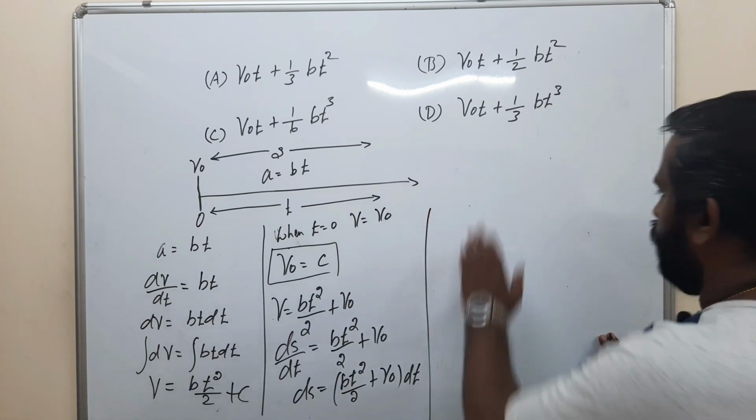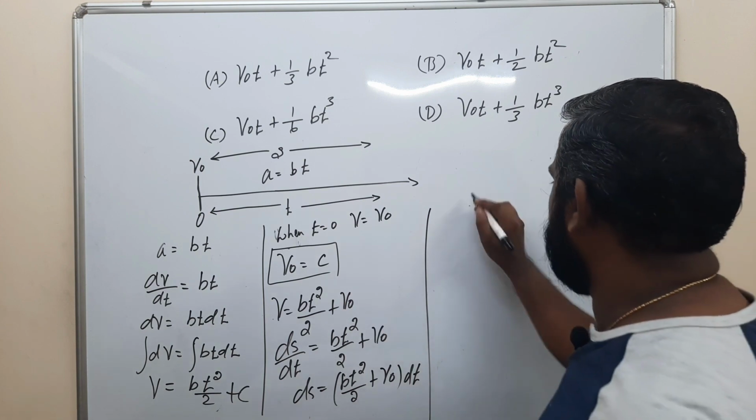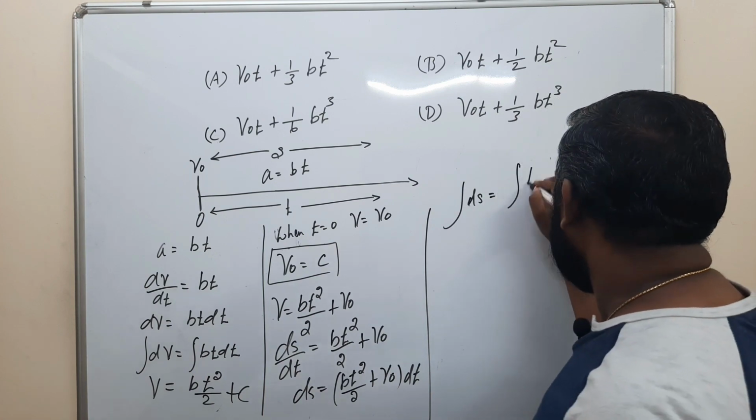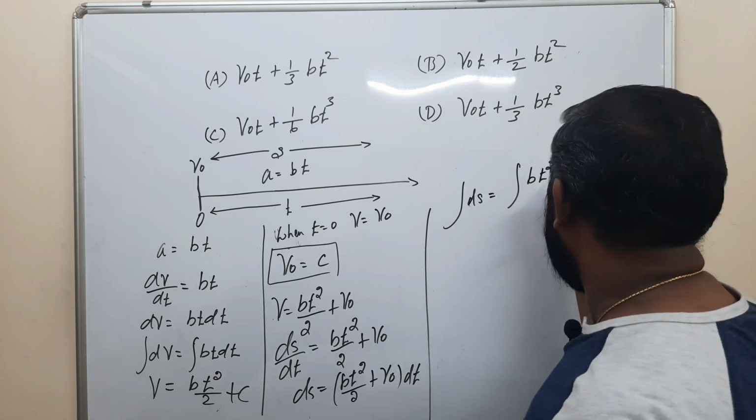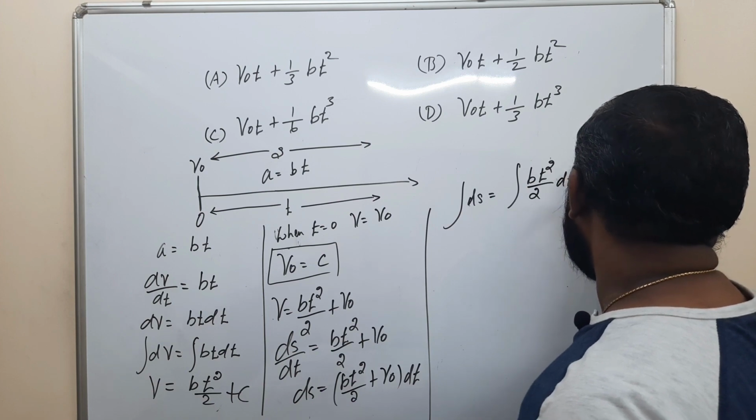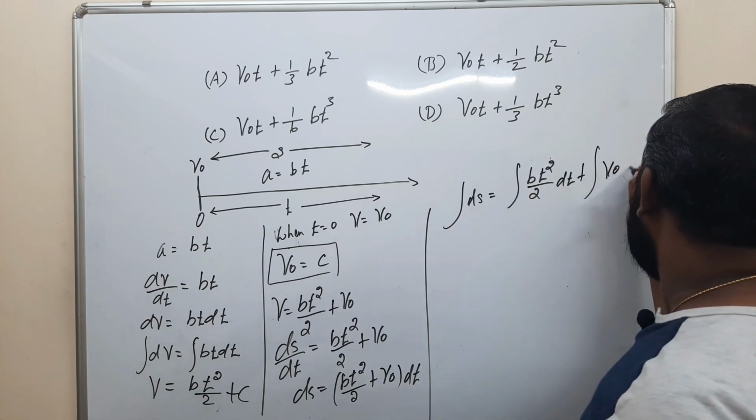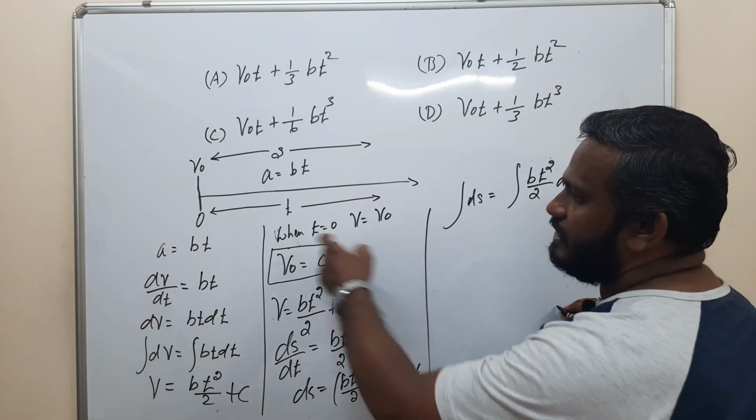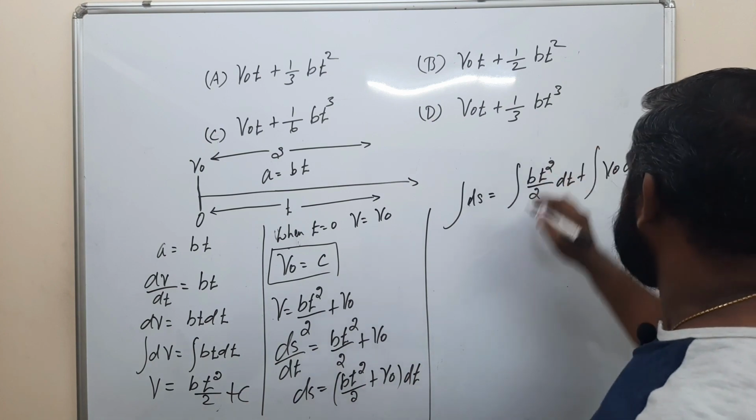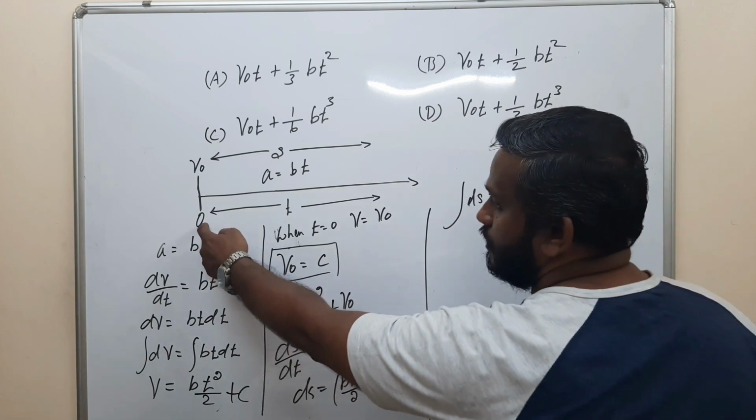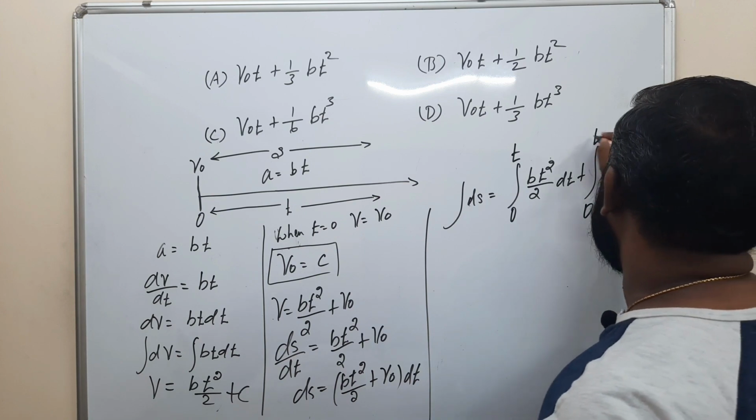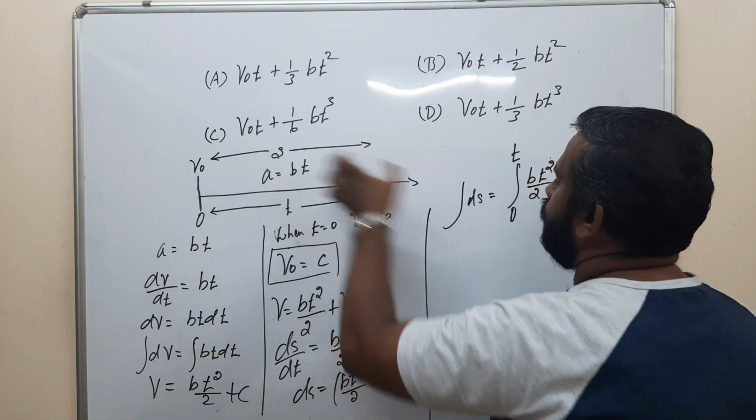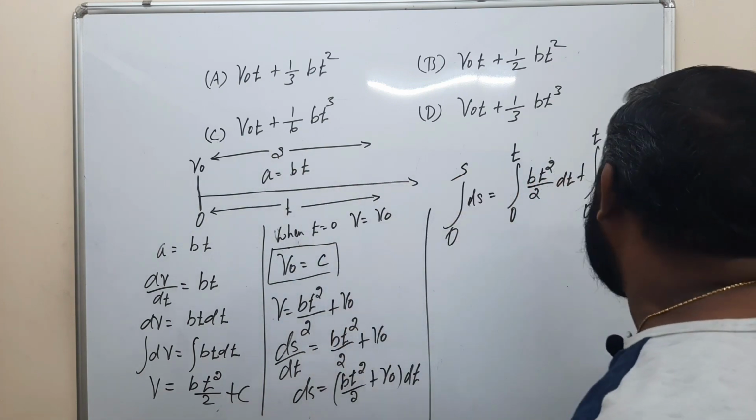So integrating again on both sides. Integral of ds equal to integral of bt square by 2 into dt plus integration of v0 dt. So the time changes from 0 to t, so here also the limit is 0 to t. When the time changes from 0 to t, the distance changes from 0 to s. So here the limit is 0 to s.